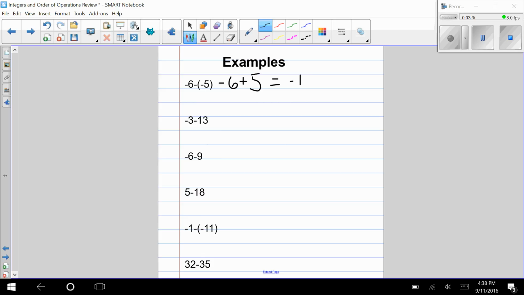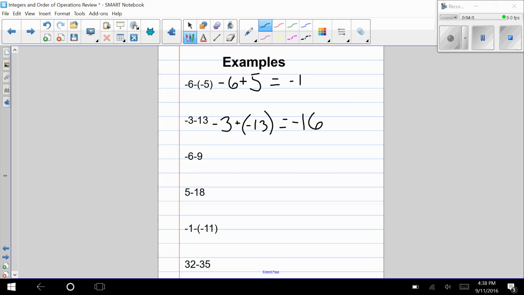For negative 3 minus 13, I'm going to change it. So my negative 3 stays the same. My minus becomes a plus. My 13 becomes its opposite, which is negative 13. Negative 3 plus negative 13. They have the same sign, so I just add the two numbers, which makes 16. And they're both negative, so my answer is negative 16.